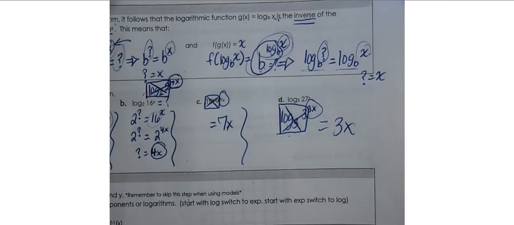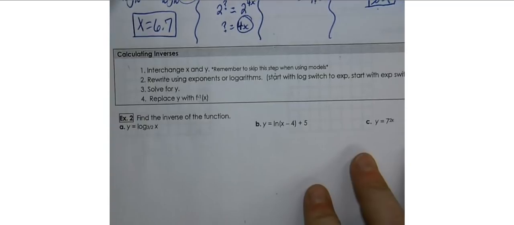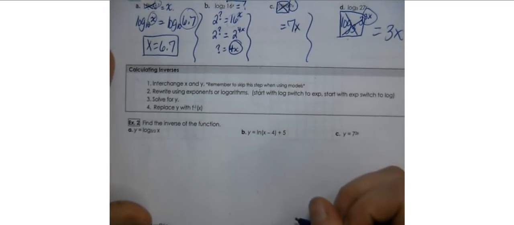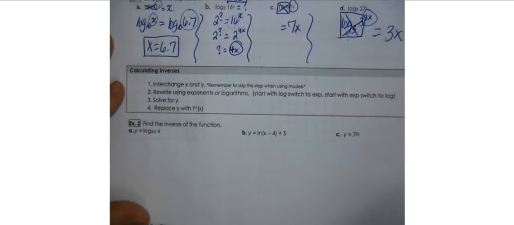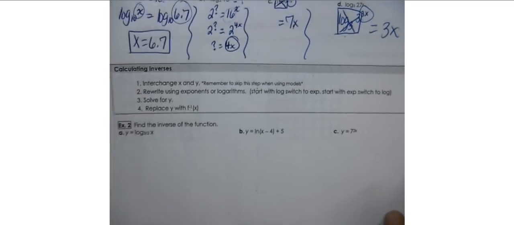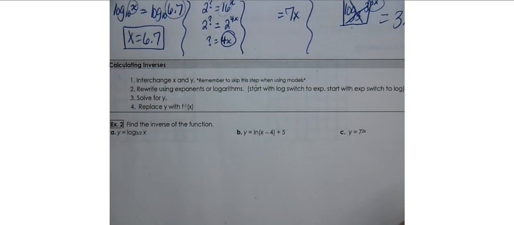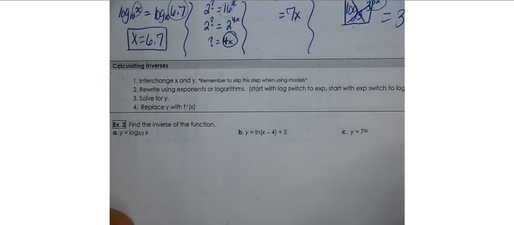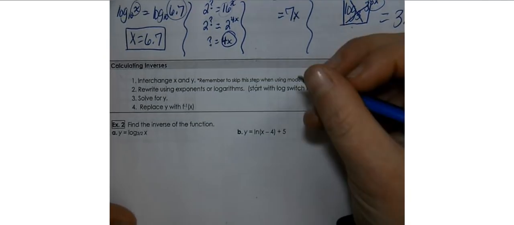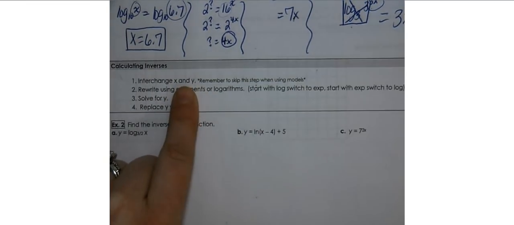All right, so now what we're going to do is identify or calculate the inverses of logarithmic and exponential models. Whenever you calculate an inverse, please note that a logarithm is the inverse of an exponential, and an exponential is the inverse of a logarithm. So they go back and forth. So whenever you're trying to calculate inverses, the first thing that we do, just like we did in chapter 6, is interchange x and y. We're going to switch their positions.